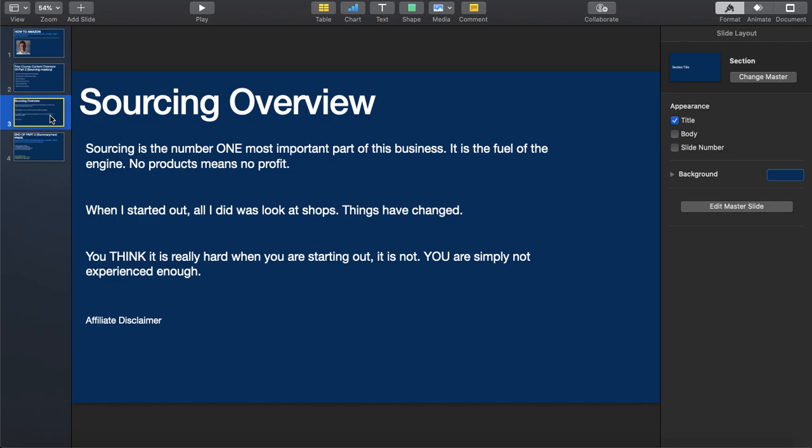So sourcing is the number one most important part of this business. It is the fuel of the business, and over time, your business will start to slowly die, slowly go straight into the ground if you're not sourcing items correctly, because you're going to get a compound negative effect. Sourcing is the most important part of the business. It is the fuel you put in a car. Think of it like that.